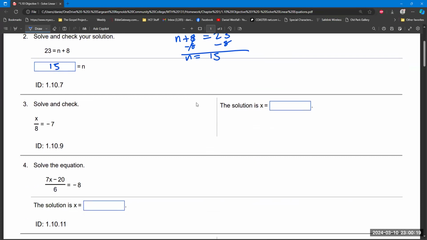Now, if x divided by 8 is equal to -7, I get rid of division by multiplication. So I'm going to multiply both sides by 8. And x is going to be -7 times 8, which is -56.